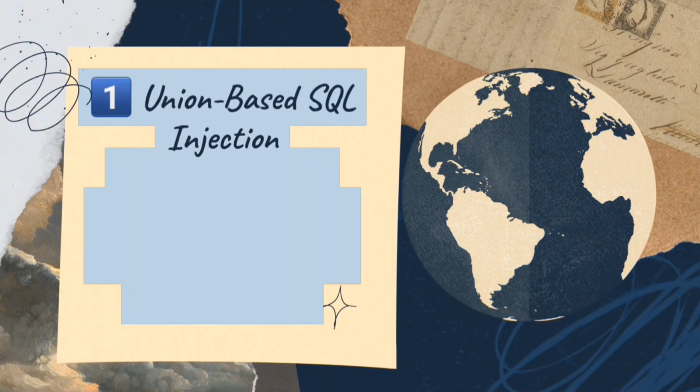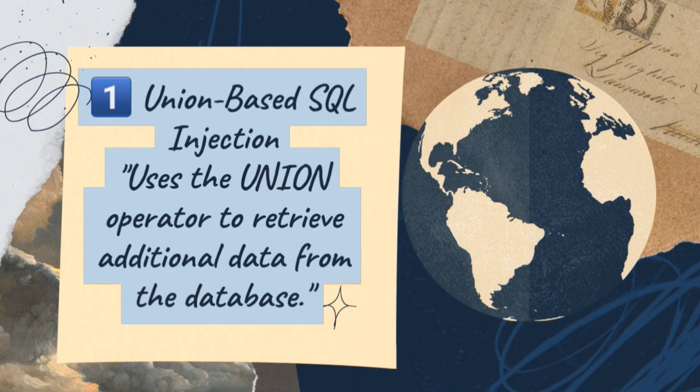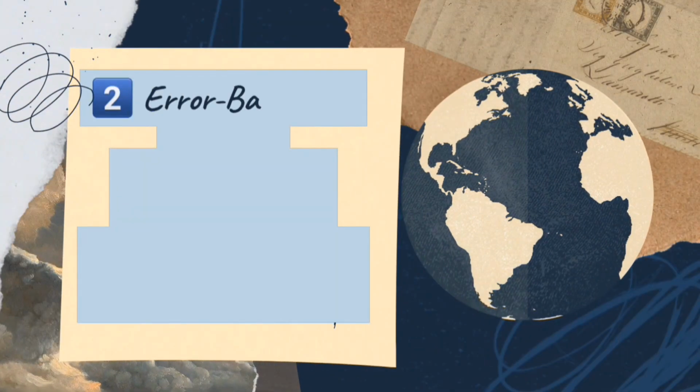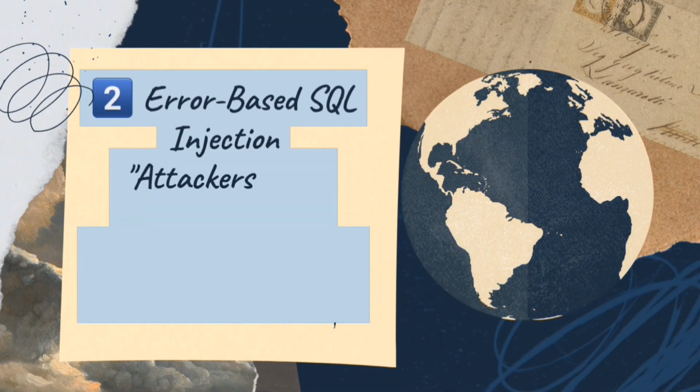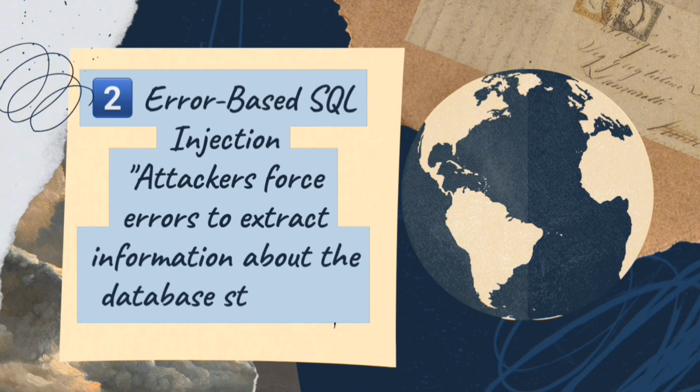So before we dive into a live demo, let's go over the different types of SQL injection attacks. Understanding these types can help us better defend against them. First of all, union-based SQL injection uses the UNION operator to retrieve additional data from the database. And second, error-based SQL injection. In this type, attackers force errors to extract information about the database structure.